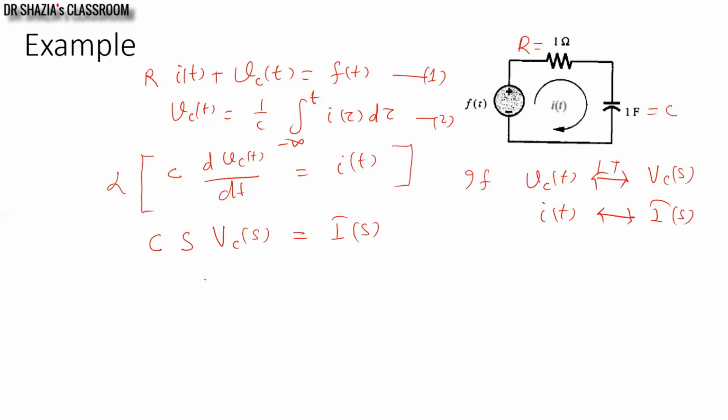So I can write Vc of s is equal to 1 by Cs I of s. As I want to calculate, you can go for calculating the response of the system, where I am modeling input as my voltage and output as the current flowing through the circuit. Or you can calculate the impulse response of the system, or you can calculate the response of the system to any arbitrary input. Yes. So first of all, I will calculate the transfer function of this particular system.